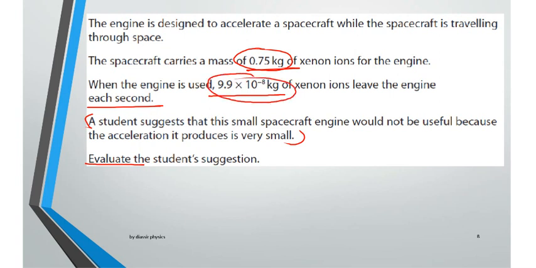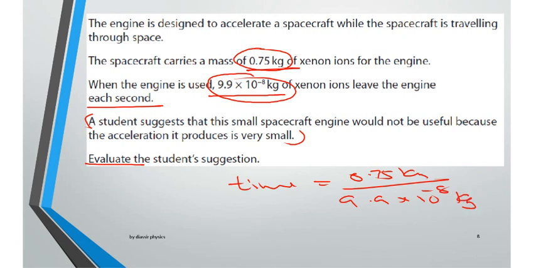So you can take the time of usage with the mass used at 9.9 x 10^-8, a much smaller amount of kilogram per second. So you get the time as 7.575 x 10^6 seconds. So this much long time is used. When it is a long time, the force that it gives and the acceleration that is produced will be smaller.